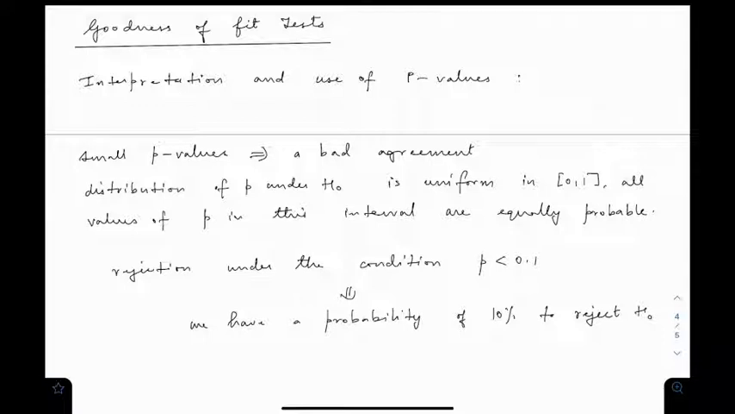So p value is not the probability that the hypothesis under test is true. It is the probability under H0 to obtain a p value which is smaller than the one actually observed. A p value between 0 and p is expected to occur in the fraction p of experiments if H0 is true.